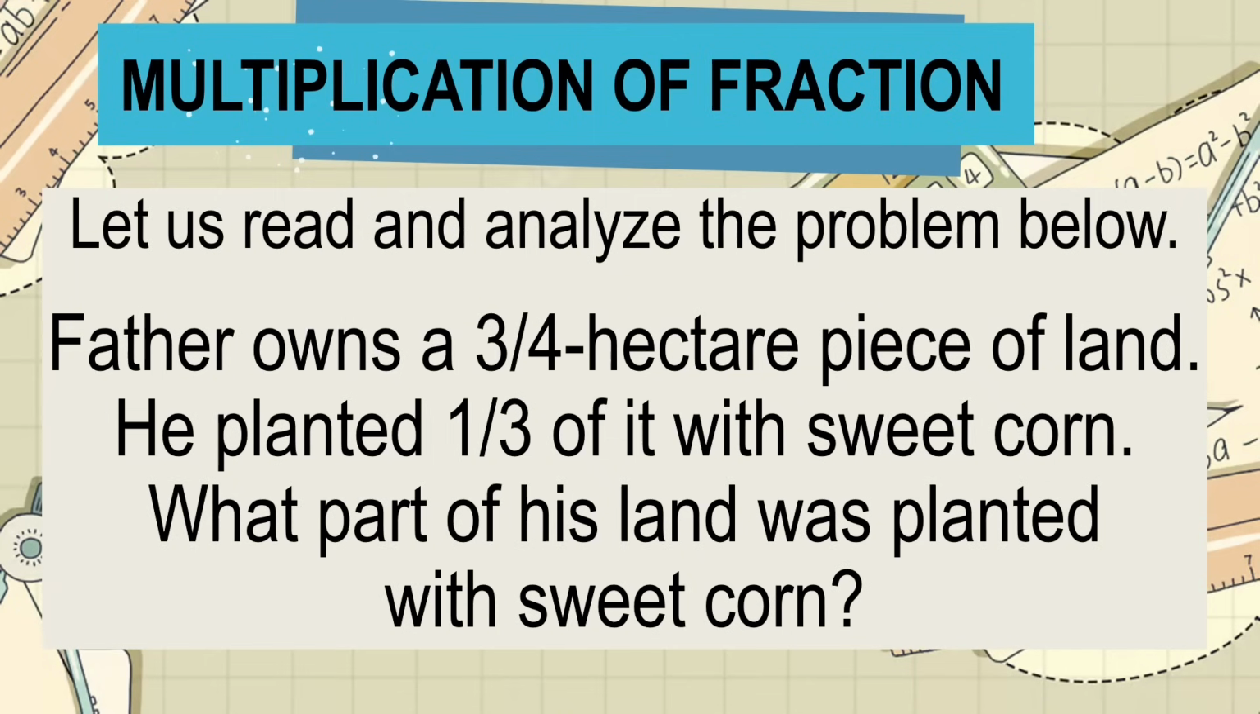Okay, so this time let's read and analyze a word problem below. Father owns a 3/4 hectare piece of land. He planted 1/3 of it with sweet corn. What part of his land was planted with sweet corn? So Father owns a piece of land that is 3/4 of a hectare. One day he decided to plant some sweet corn, but he didn't use all of the land for planting. Instead, he only used 1/3 of his land for the sweet corn. So now the question is, what part of his land was planted with sweet corn?